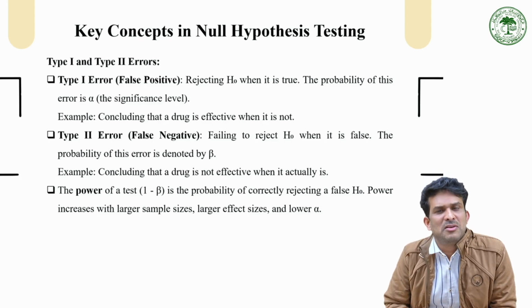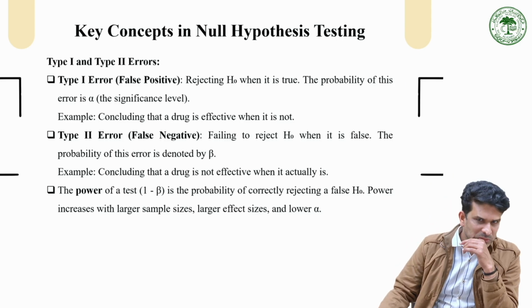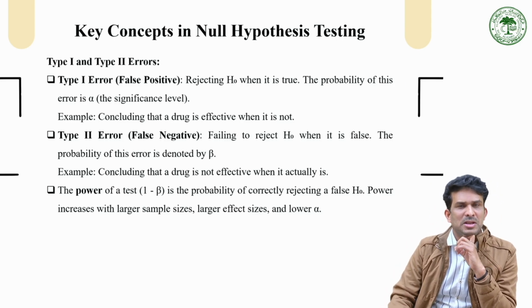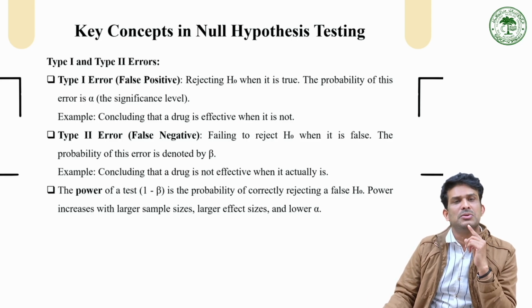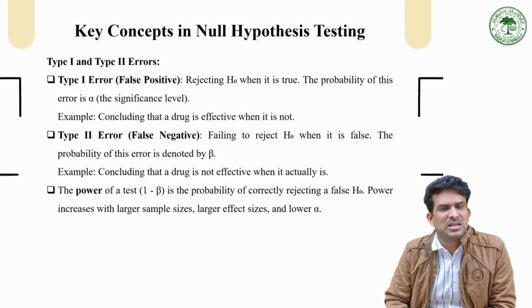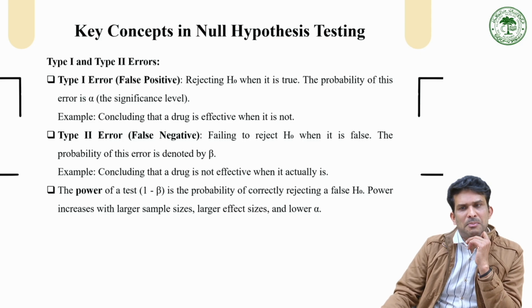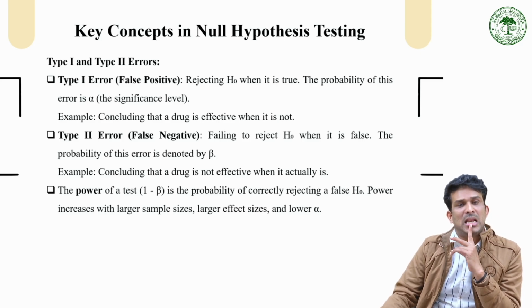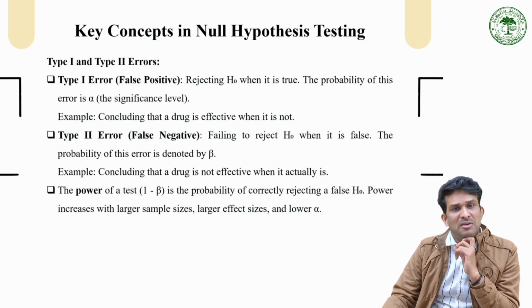Type 2 error is failing to reject the null hypothesis when it is false. We generally have to reject it, but failing to reject is leading to type 2 error. It is denoted as beta error. Then power of a test. What is the power of a test? It is actually 1 minus beta, the probability of correctly rejecting a false null hypothesis. Power increases with large sample size, large effect size and lower alpha error.